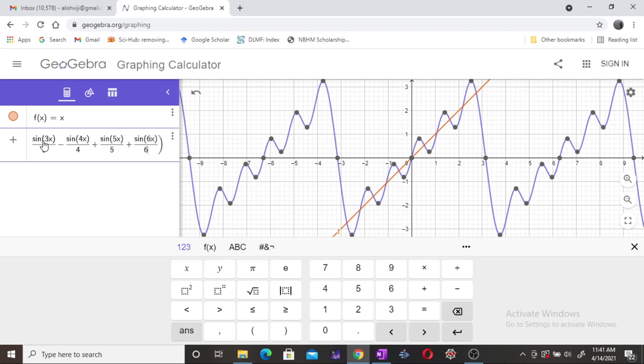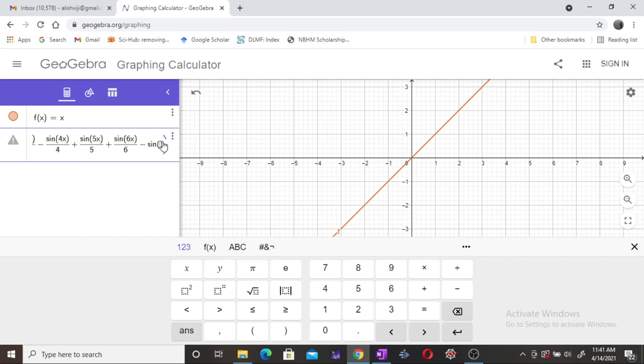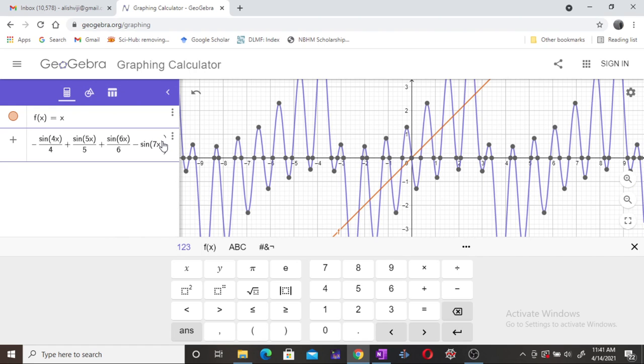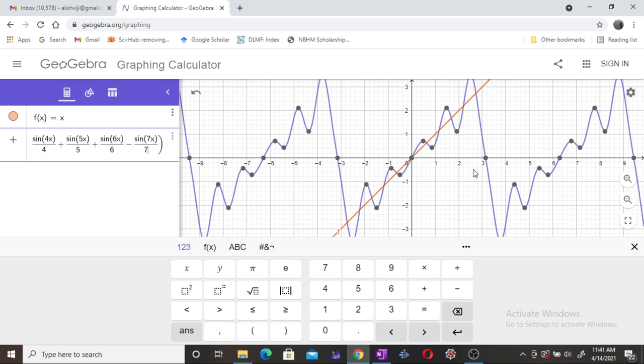Okay, as we add more and more terms, as we consider more and more terms in our Fourier series, it becomes very close to the original function f of x is equal to x. So sine of 7x by 7. Okay, this is how the Fourier series representation converges to the original function.